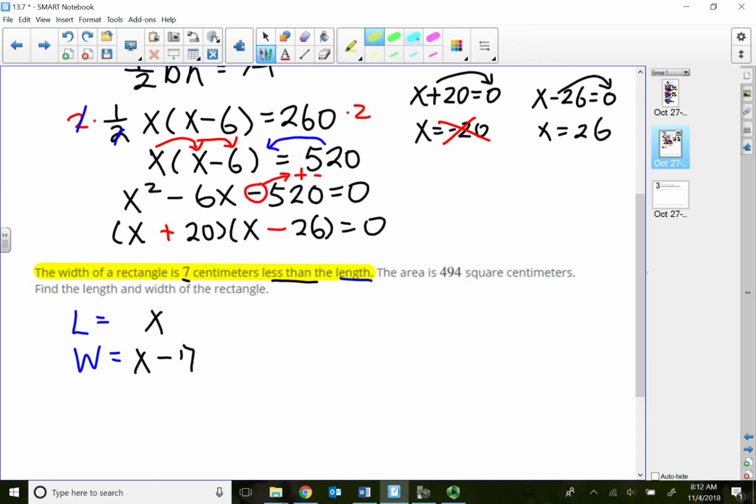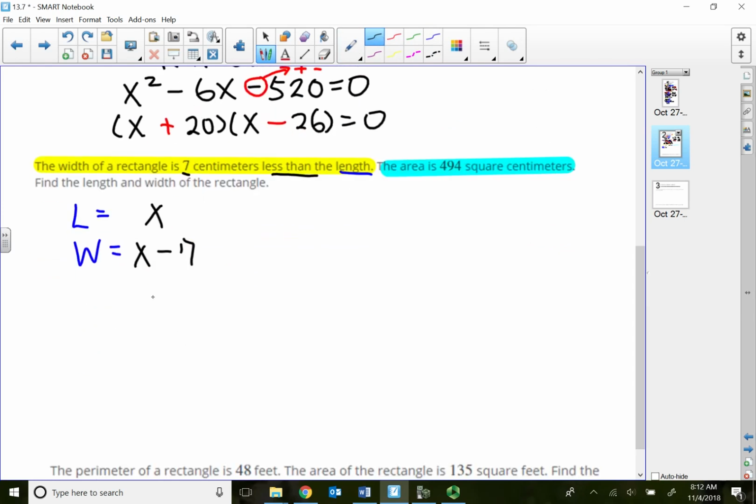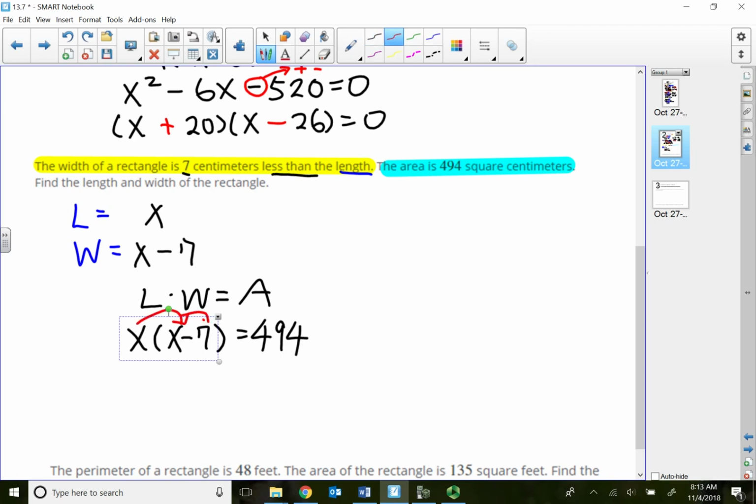To set up the equation, I would need the area formula right here. The area of a rectangle is 494. That means length times width will equal x times x minus 7 equal to 494. So let's distribute. At the same time, I know I'm going to have x squared minus 7x, so the 494 can go ahead and move over as well. That will be x squared minus 7x minus 494 equal to 0.